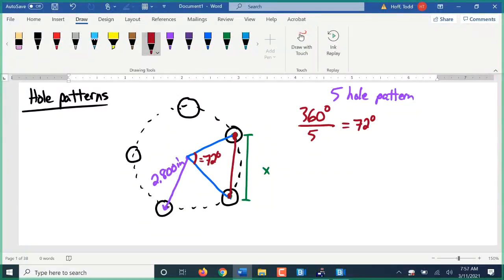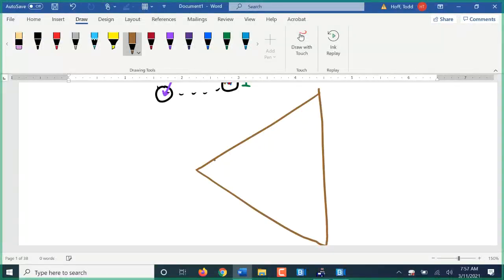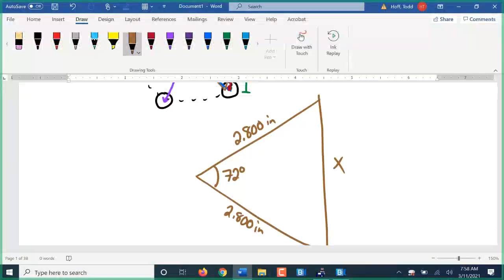So I'm going to redraw that triangle there, larger so that we can break it down. So I know this is 72 degrees. This is the side I'm looking for, the length I'm trying to find. But I also know that each of these sides is 2.800 inches, making that an isosceles triangle. However, right now there are no right angles here.